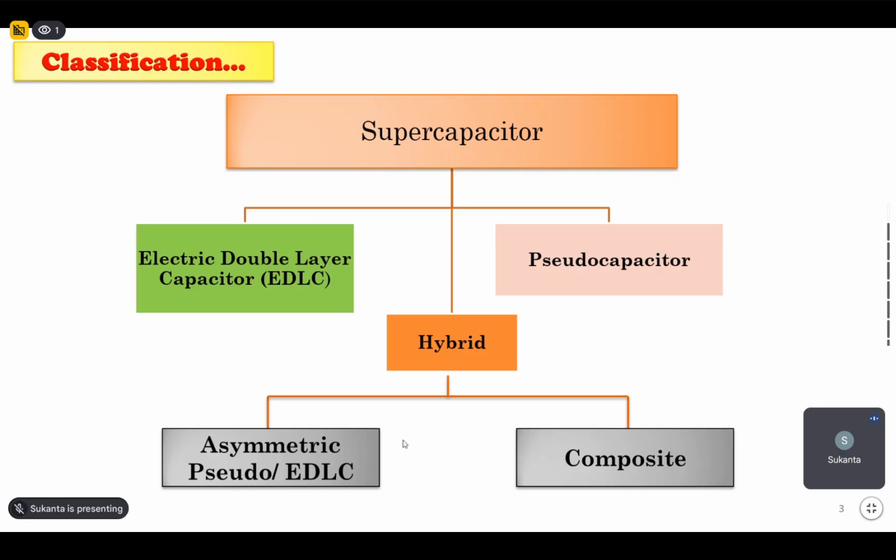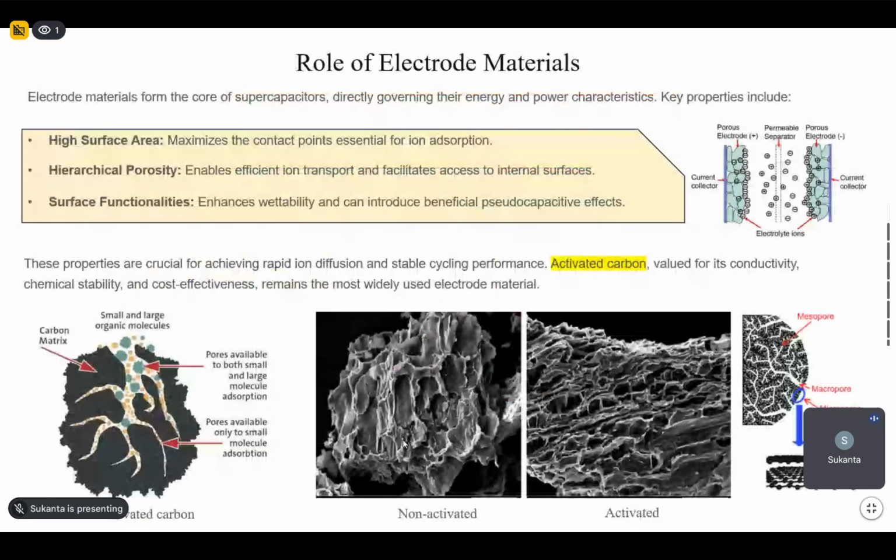Electrode material, current collector, and the electrolyte. Mainly, I will discuss here electrode material and the current collector part. The electrode material is the core of the supercapacitor. It directly governs the energy and power characteristics of the supercapacitor.